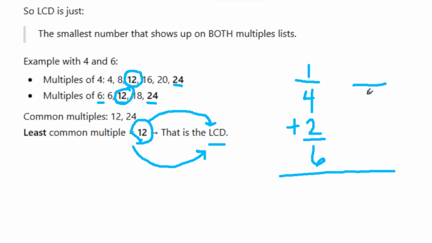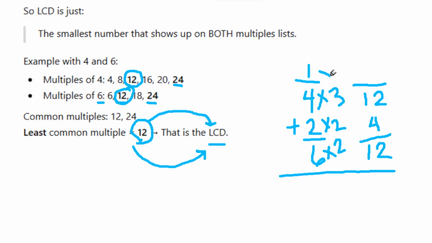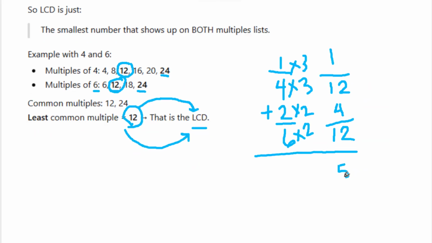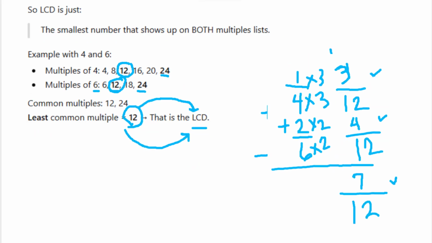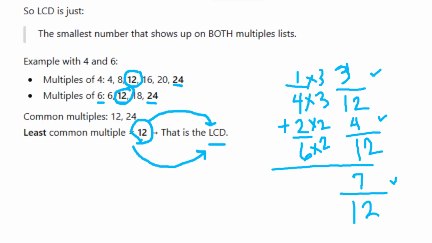So we're going to go over here and put a 12, and we'll put a 12 here. And then the only way you can change that to a 12 is to multiply this by 2. And then you have to multiply the top by 2. That's a 4. And you do the same thing with the 4. Now you remember, what 4 times what is 12? That's right, it's 3. And then we multiply the top by 3 as well. And our answer is 3 plus 4 is 7. And we just keep that denominator the same.